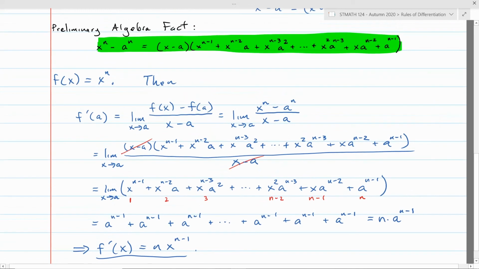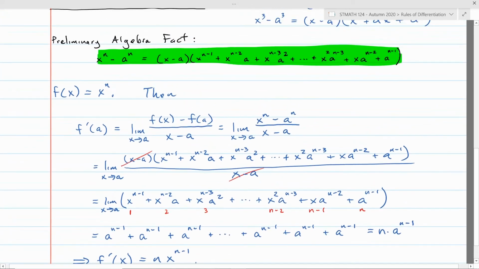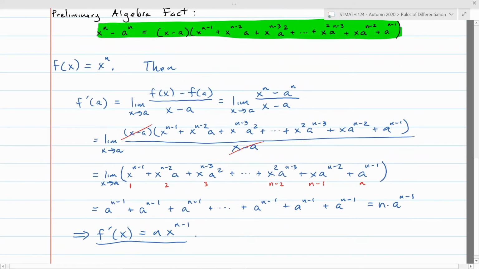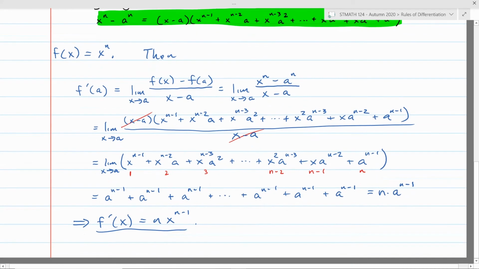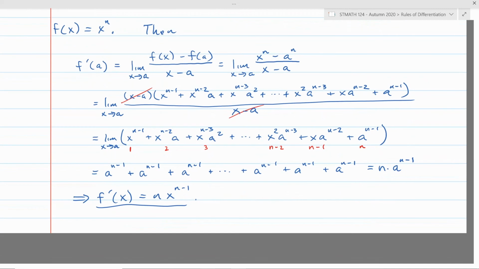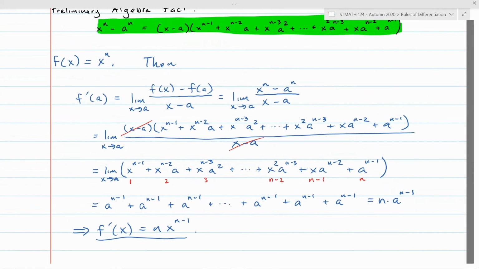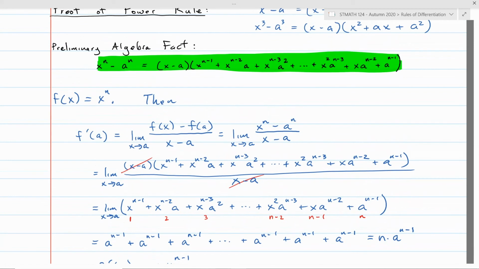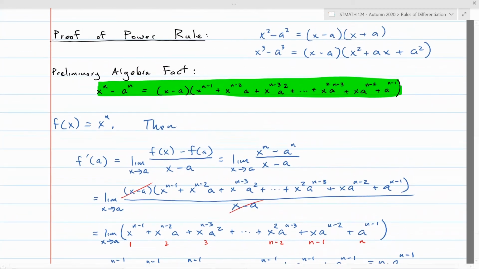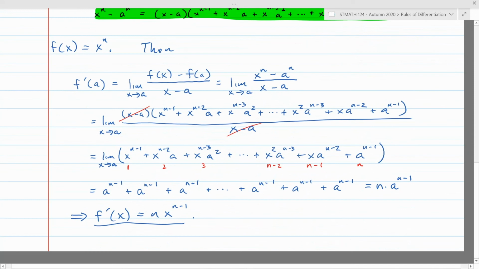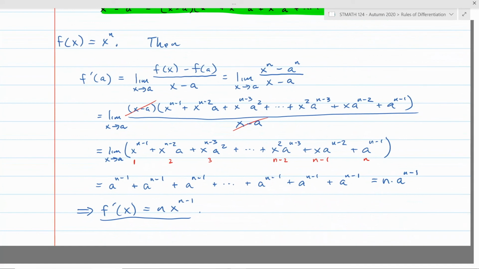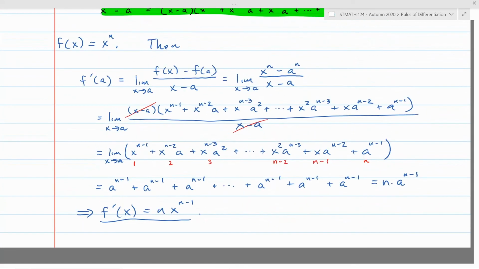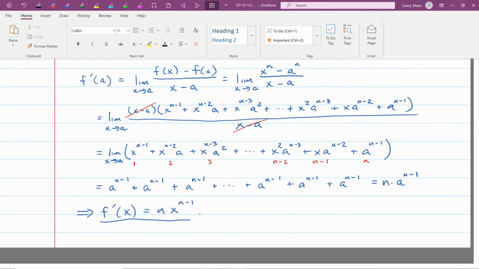So there was a scary looking algebraic expression that we had to take advantage of, and you might be thinking, well, how would I have known about that? Well, maybe you wouldn't have known that off the top of your head. But these are the sort of things you can look up. You can look up these kinds of formulas in encyclopedias of these kinds of facts. So if you were really determined to prove it from scratch and you didn't know that, you might have been resourceful and looked it up somewhere. All right. So anyway, that's the power rule.